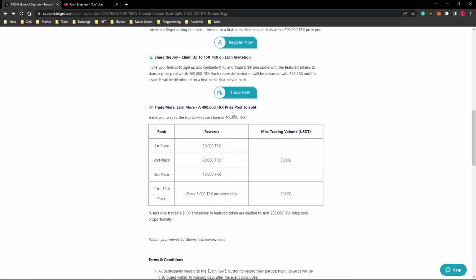For example, if you provide more than 30,000 worth of market volume, you can receive up to 30,000 TRX tokens as rewards. At the bottom, it says users who traded $100 and above in featured coins are eligible to split the 235,000 TRX prize pool proportionally.